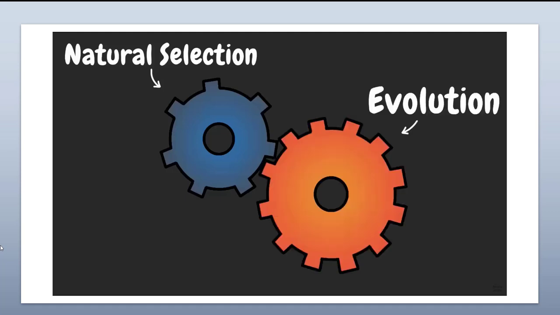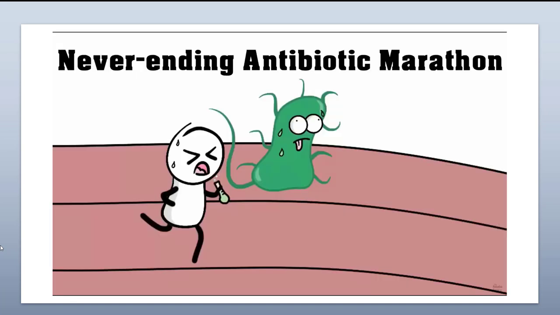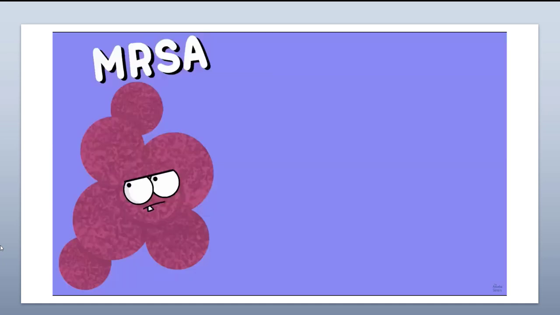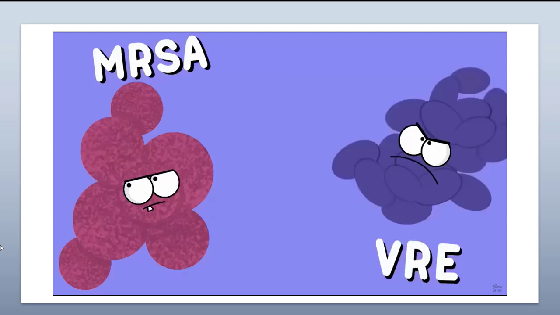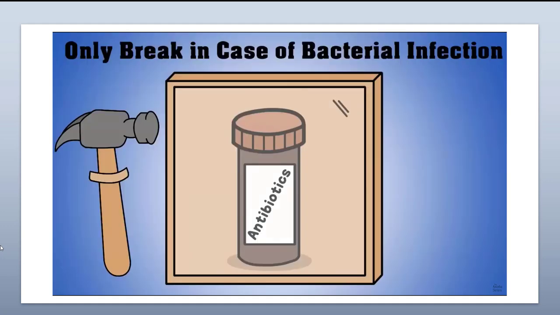But what can be done about this resistance issue? Well, scientists are often in the process of developing new antibiotics. We do have many types of antibiotics available, so scientists hope to stay one step ahead of bacteria. But there are still bacterial strains out there that have developed a resistance to commonly used antibiotics, making them very difficult to treat. So it's important to only take antibiotics for bacterial infections.